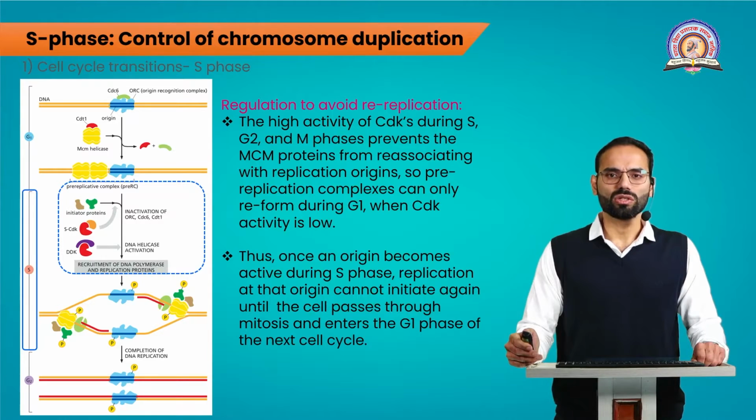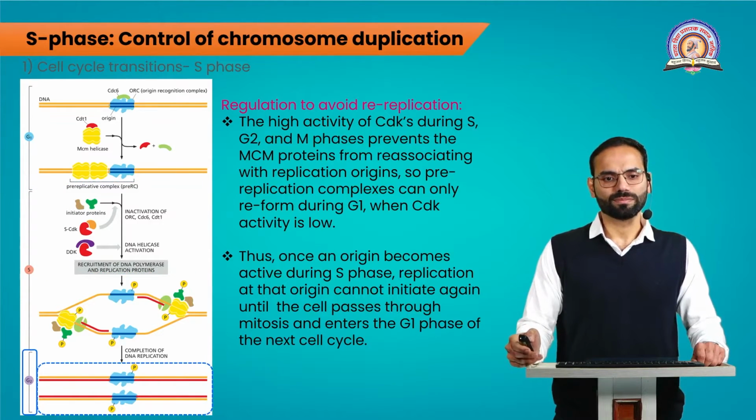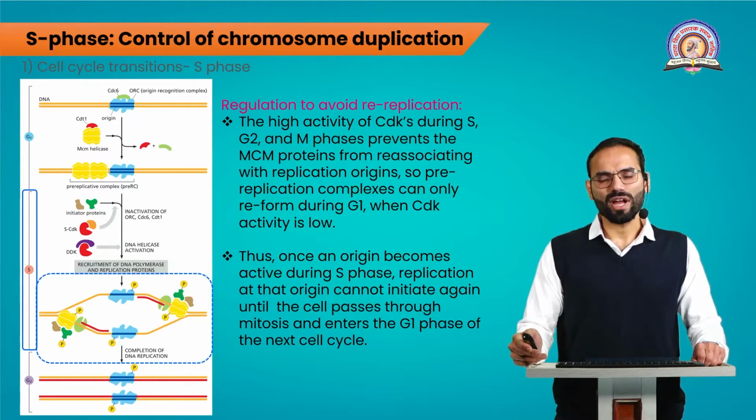So the activation of MCM helicase results in bidirectional replication, and then this MCM helicase starts unwinding DNA in a bidirectional manner.